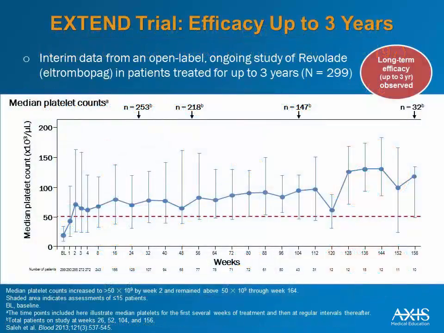This looks at the long-term use of eltrombopag in the so-called EXTEND study. You see it goes out to at least 3 years, and the platelet count can be safely and readily maintained at a platelet count greater than 50,000, which is indicated by the red dotted line. There have now been more patients going out further, and this line and this effect appears to be maintained indefinitely.